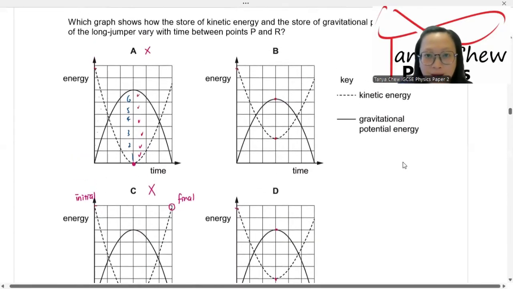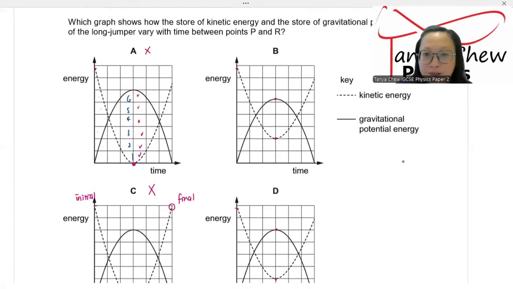Let us look at B and D. We just compare B and D, which is true. This is called final, which is lesser. You look at the graph. This is also lesser, which is true. Now, the difference is that we look at point Q.